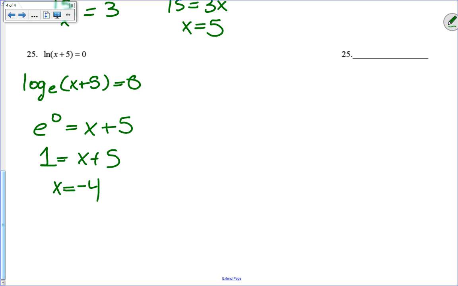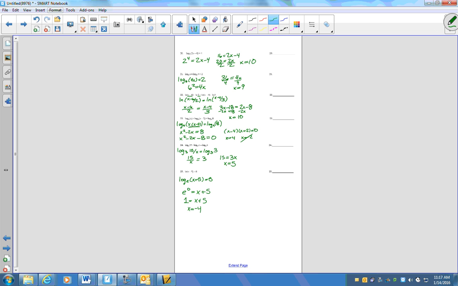Hold up, we got to check it. Does it work? Yes. It gives us a natural log of 1. So that's a situation where we got a negative number out, but it still works. Okay, so we got to be careful. We got to make sure we check. All right, so that's everything we needed for our partner test.